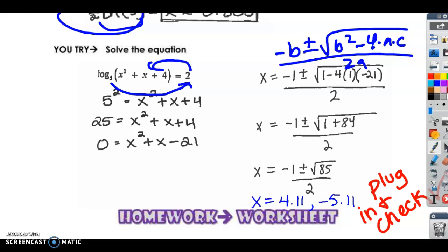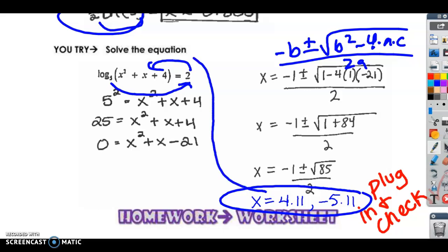And in this case, you end up getting 2 different values, 4.11 and negative 5.11. And just make sure you plug them into the original equation up here and make sure they work.